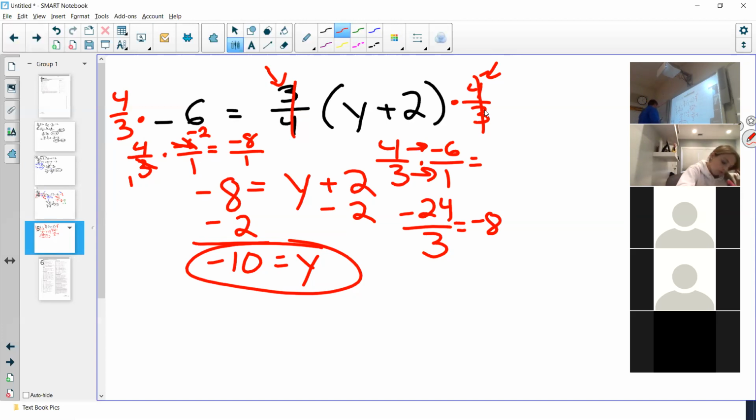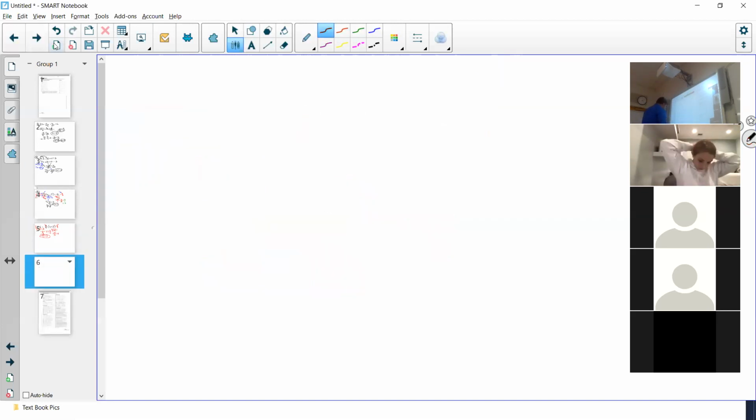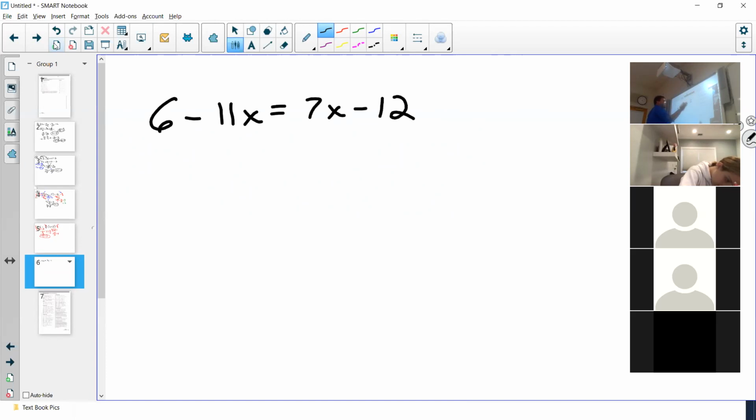Okay, a lot of you guys were doing number 5. I'm going to talk about it quickly now, okay? I'm going to the next page. Number 5 is 6 minus 11x equals 7x minus 12. In this situation, I have variables on both sides. So my always recommended move is to move the smallest variable. I have a -11x and a positive 7x. Remember, -11x is smaller. So I'm going to move that over.